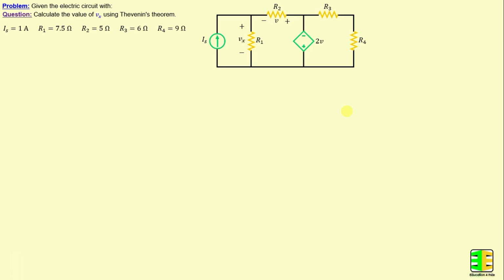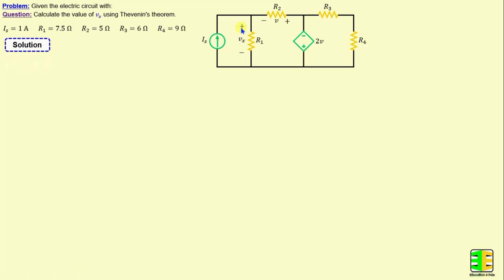Let's consider this network consisting of 4 resistors labeled R1 through R4, as well as one independent current source IS. Additionally, we can observe the presence of a dependent source, specifically a voltage-controlled voltage source. The question now is to calculate the value of Vx using Thevenin's theorem. Vx is the voltage across the resistor R1. Let's move on to the solution.